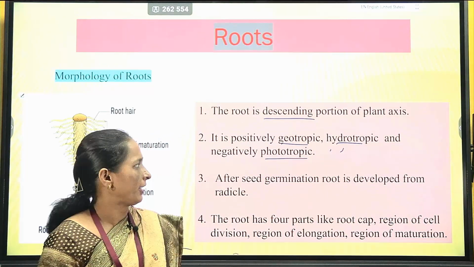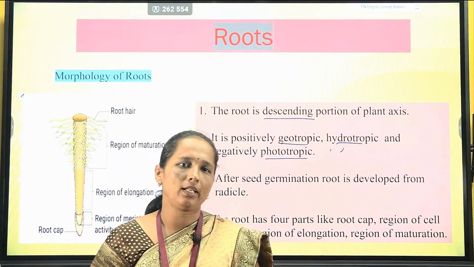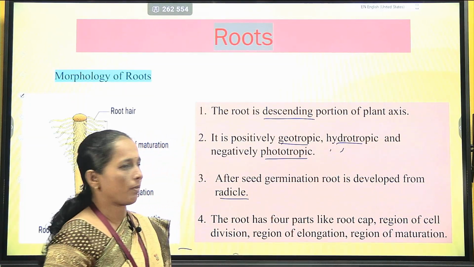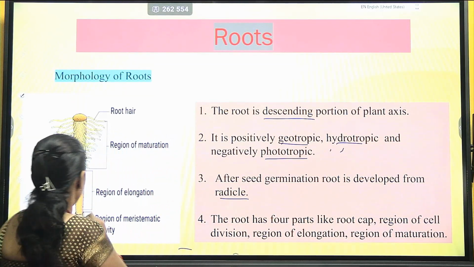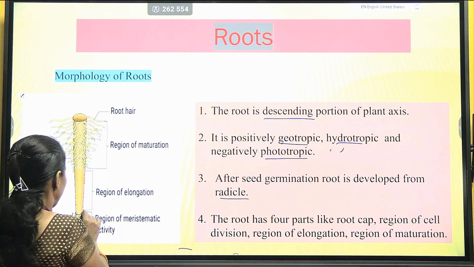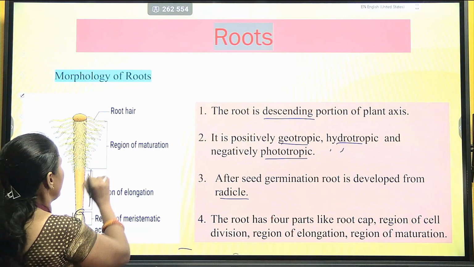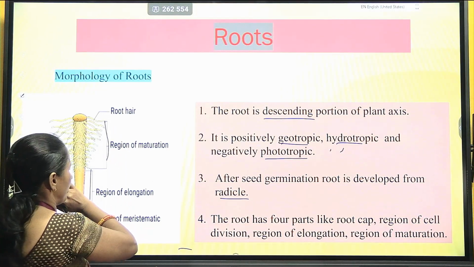After seed germination, the root develops from the radicle. Then the root has four parts. First is the root cap, then the region of cell division, the region of elongation, and the region of maturation.